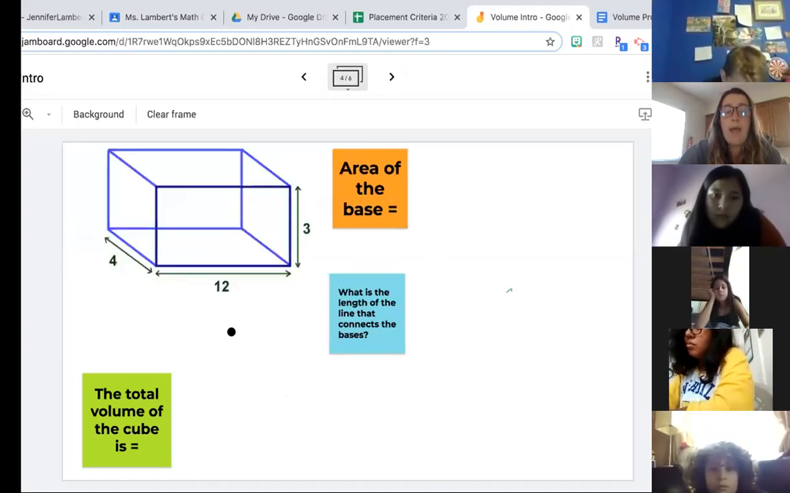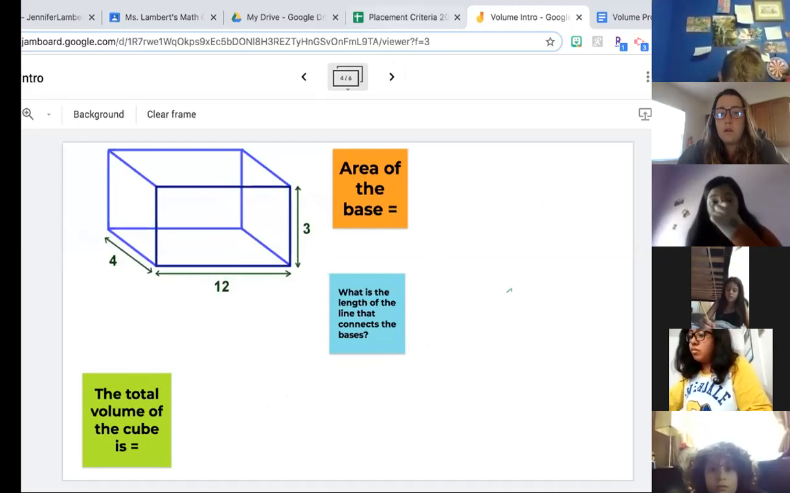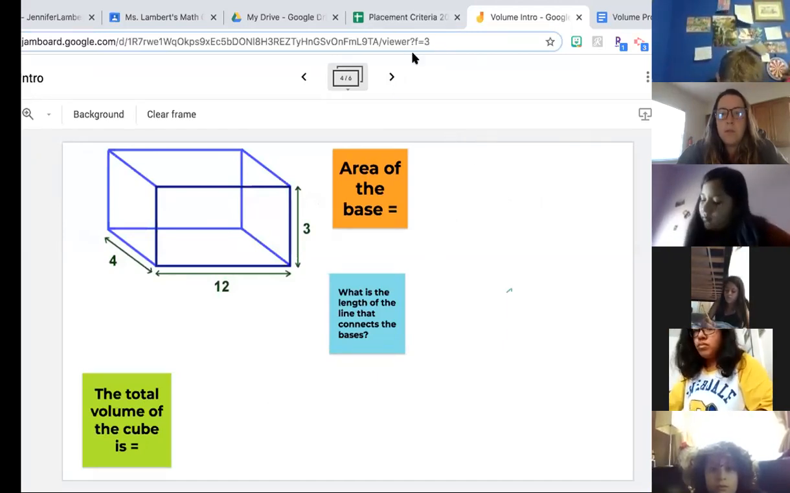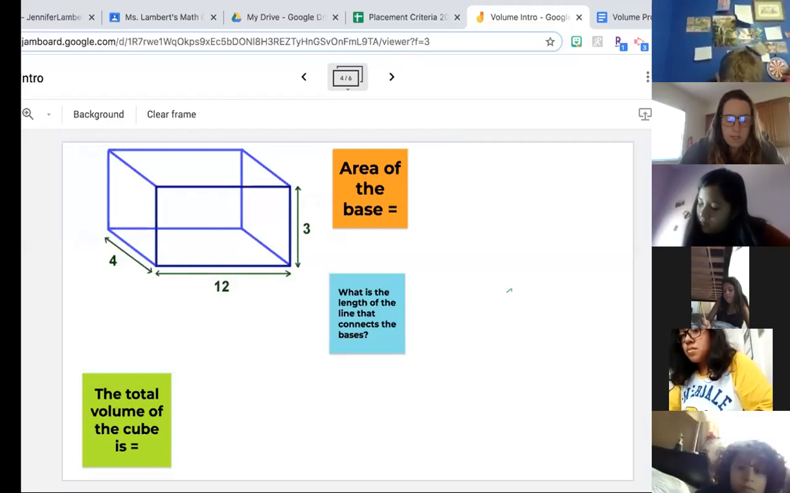Let's look at a rectangular prism. So if I look at the base of this, Mohammed, did you want to say something? Where did Mohammed go? Mohammed, did you want to say something?